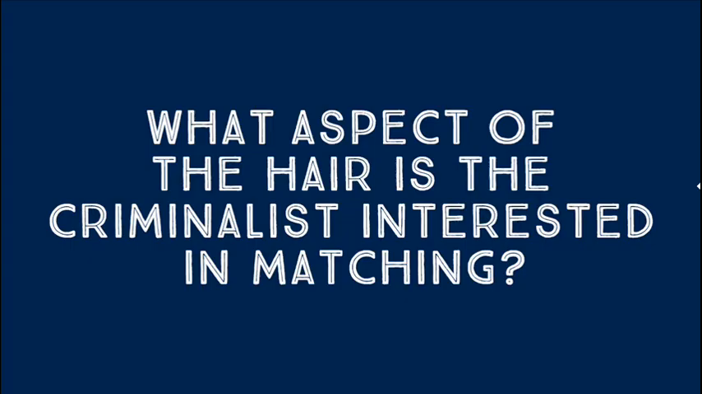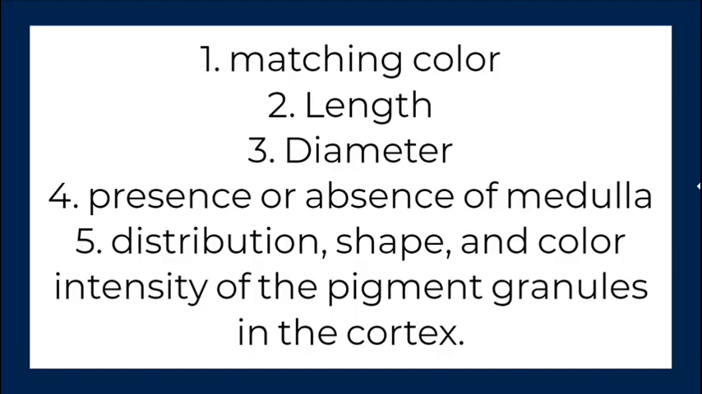What aspect of the hair is the criminalist interested in matching? 1. Matching color. 2. Length. 3. Diameter. 4. Presence or absence of medulla. 5. Distribution, shape, and color intensity of the pigment granules in the cortex.